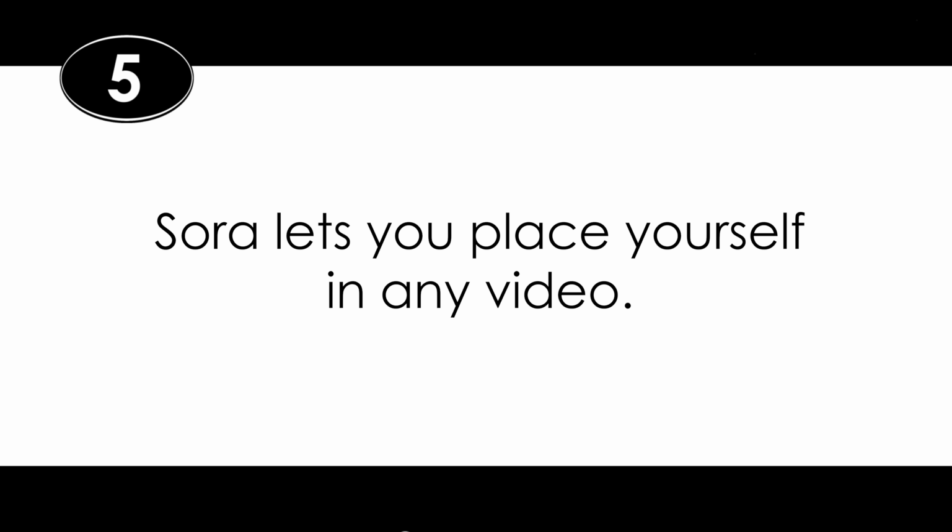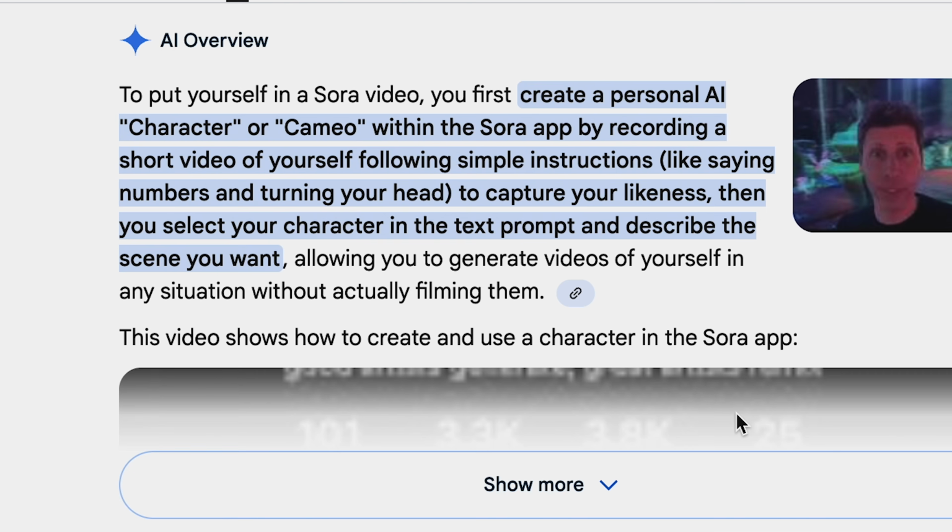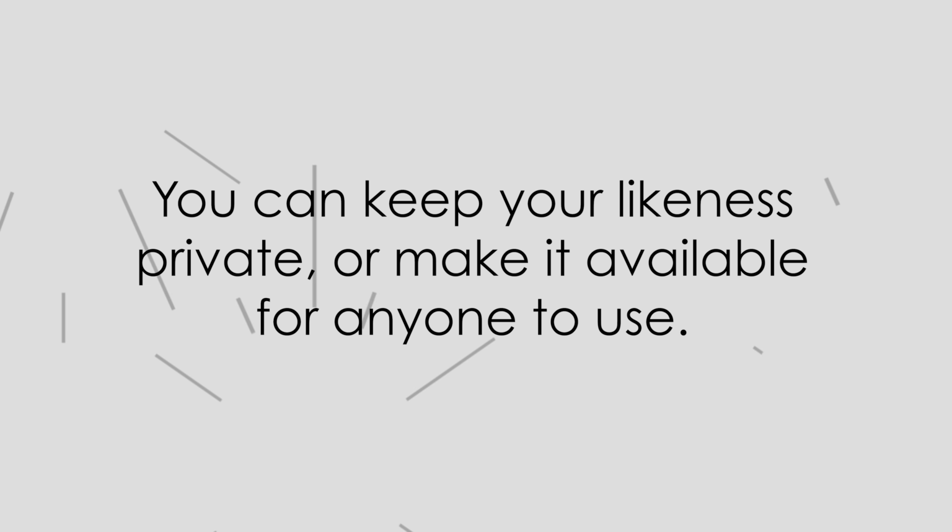5. Sora lets you place yourself in any video. To do this, Sora has you upload your likeness. You can choose to keep your image private for your own use, or you can make it available for anyone to use. And you can ask it to put you in any scenario. And it spits out a video with you in it doing just about anything you want.